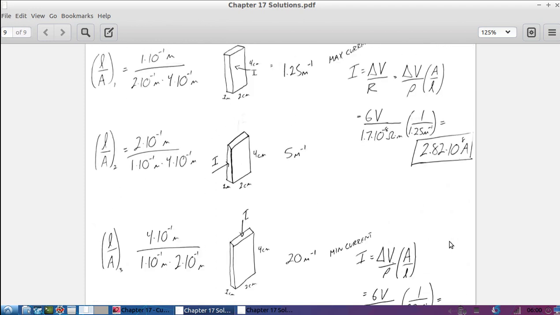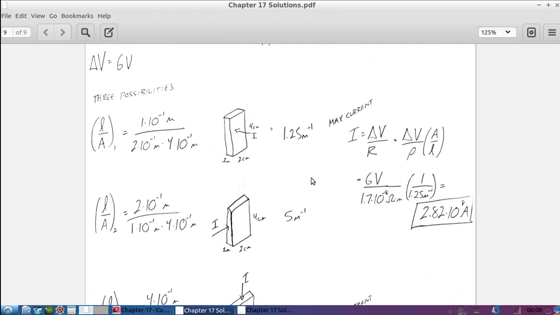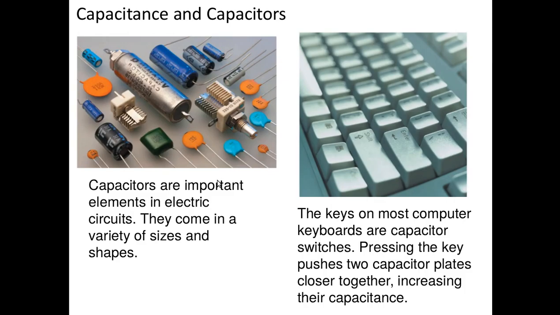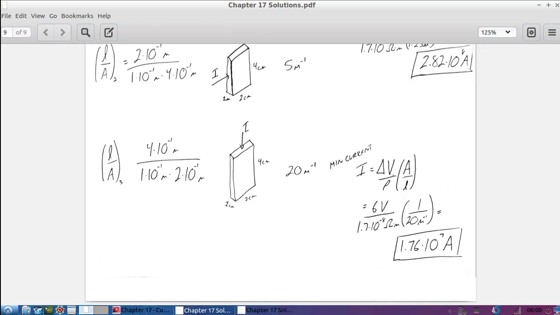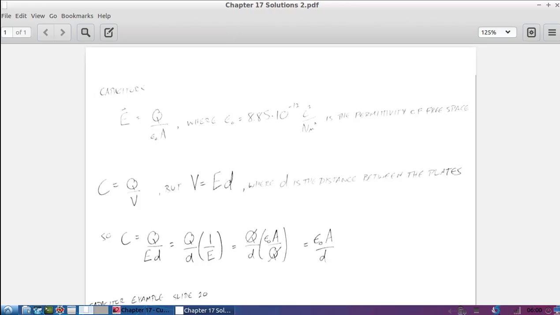Okay, so kind of a fun exercise there, some different possibilities, something to make you think. So I have one more little topic at the end of chapter 17 that we'll talk about before wrapping up this chapter and moving on to chapter 18.